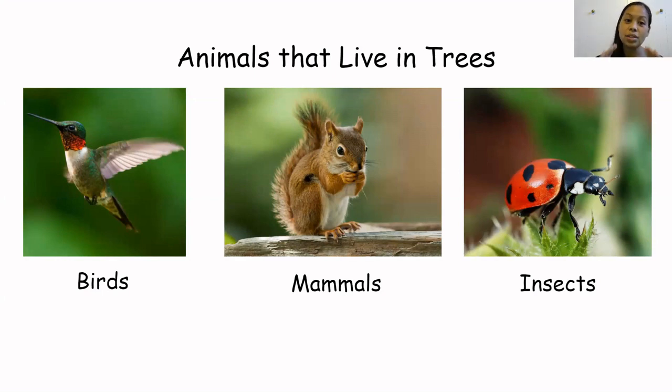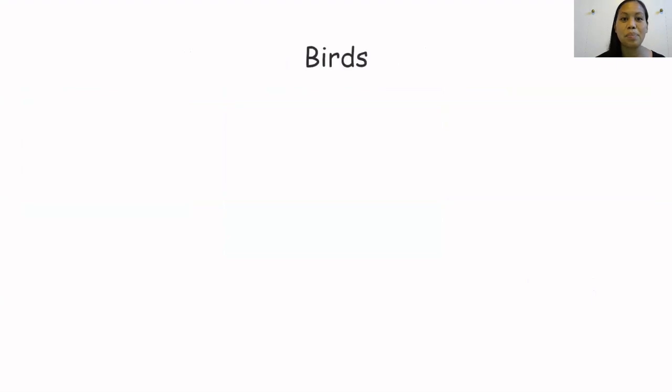So we're going to go through each one: birds, mammals, and insects, and just look at a couple so that we can remember about animals, and then also learn that some animals live in trees. It's pretty fun. All right, let's start with birds.